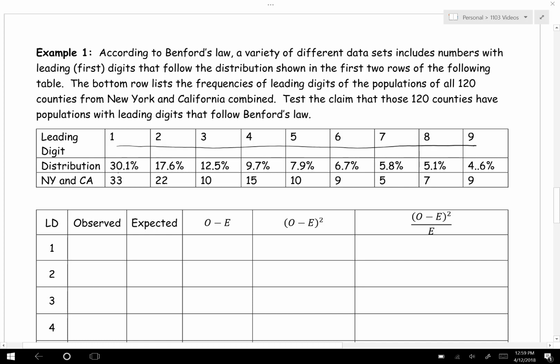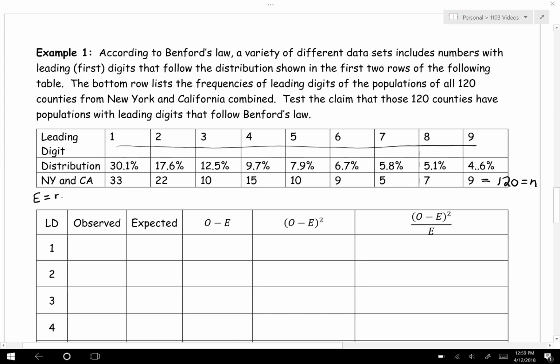So here our expecteds are different, right? 30.1%, 17.6%, and on down the row. So we need to figure out what n is. That would be the total of our observed, so adding up this bottom row. If you add up all of the numbers, 33, 22, 10, 15, 10, 9, 5, 7, and 9, you should get 120. So that's our value of n.